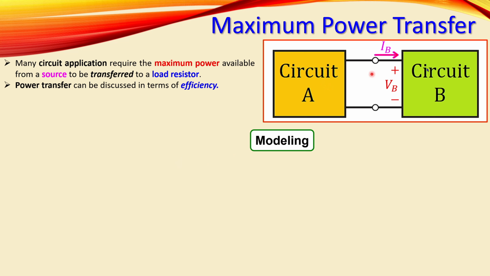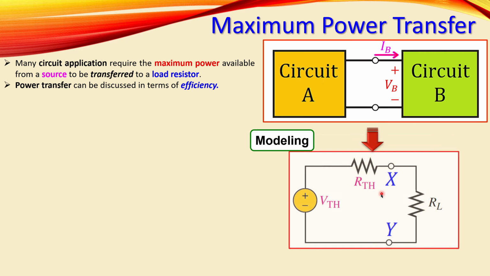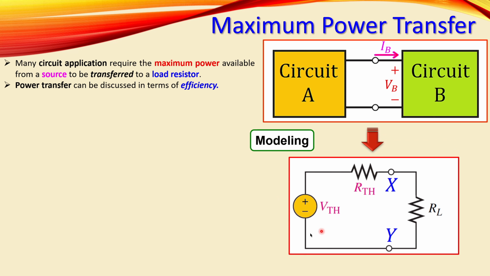Now, we can model this. We can say that circuits A and B can be modeled as such. We have, for example, a voltage source in series with a resistor. That is what we also discussed in Thevenin's theorem, where we have a voltage source in series with a resistor, which is then the Thevenin voltage and Thevenin resistance. And this is now actually the representation, a very simple model of circuit A.